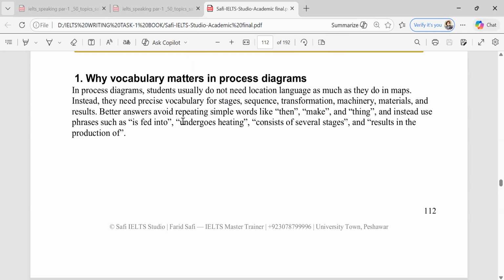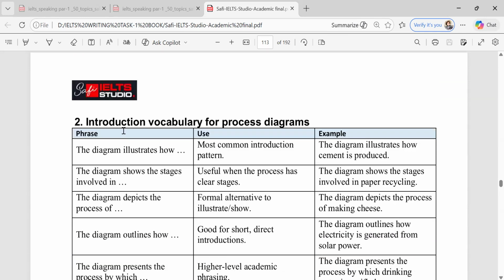Better answers avoid repeating simple words like then, make, and thing, and instead use phrases such as fed into, undergoes heating, consists of several stages, and results in the production of, different vocabulary, because vocabulary plays a vital role here. We will study that now.